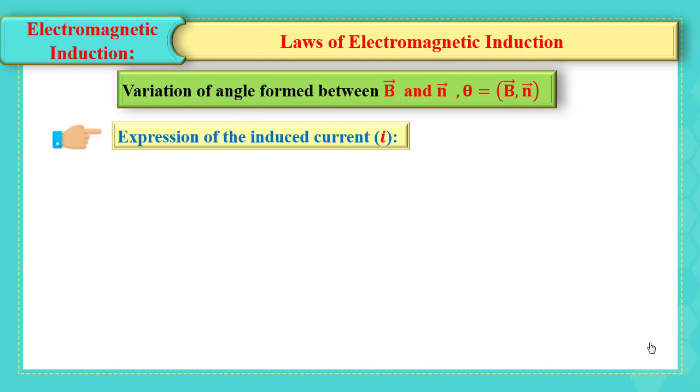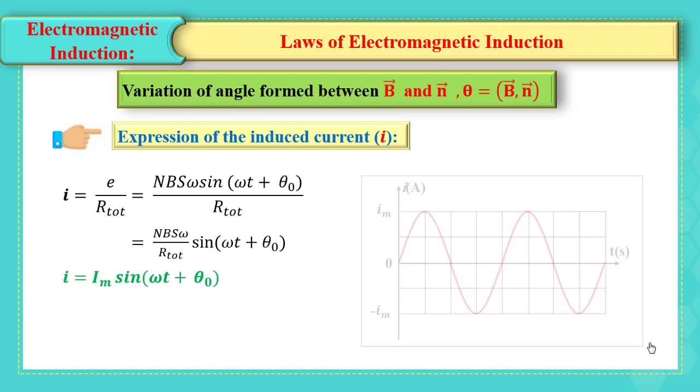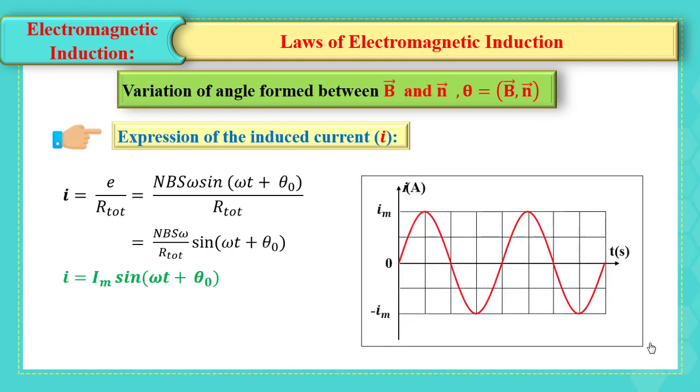Expression of the induced current I. According to Ohm's law, I equals E over R total equals NBSω sin(ωt + θ0) over R total, where NBSω over R total represents the maximum value of I, and the expression of I becomes I equals Imax sin(ωt + θ0). The adjacent graph represents the expression of alternating sinusoidal current where θ0 is equal to 0.